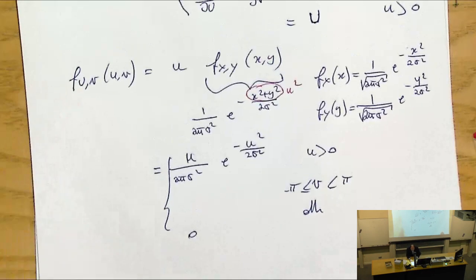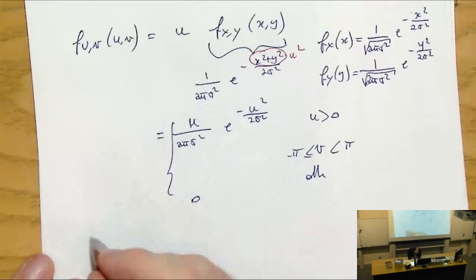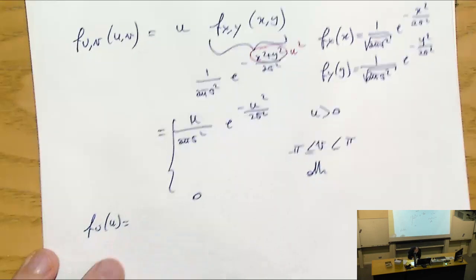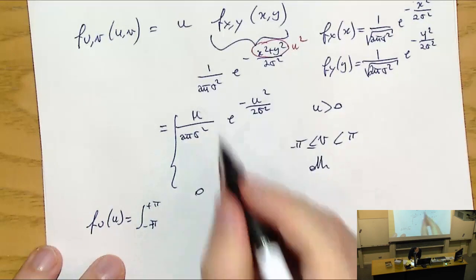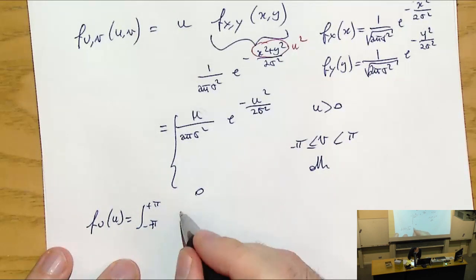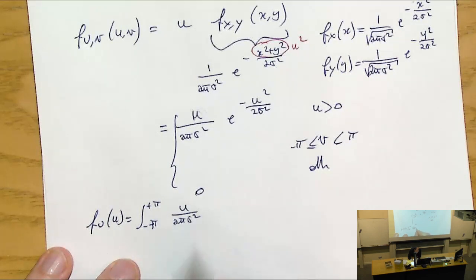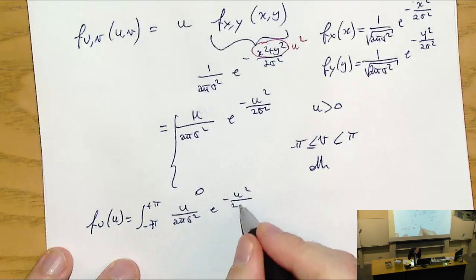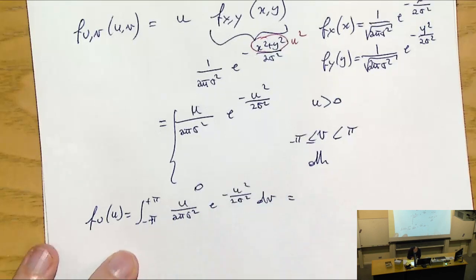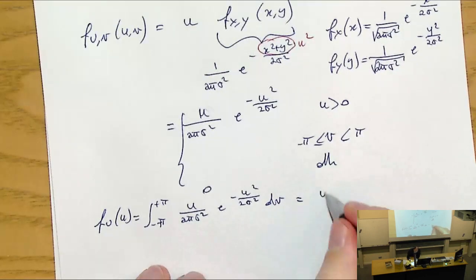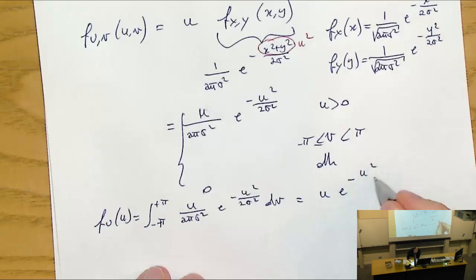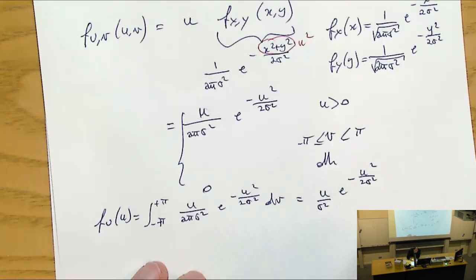So what is this? Well, from this now we have the joint PDF of u and v. I can compute the marginal of u, right? So that will be the integral between minus pi and pi of this quantity here, u over 2 pi sigma squared e to the minus u squared over 2 sigma squared dv. And it's pretty simple. Essentially, the 2 pi will disappear, and what I have left is u over sigma squared times e to the minus u squared over 2 sigma squared. And this is for u positive. Otherwise, it's 0.